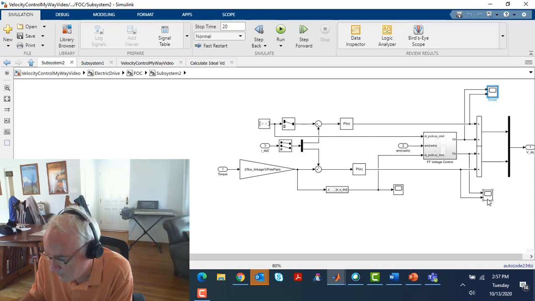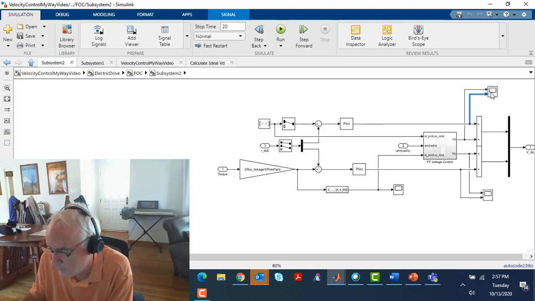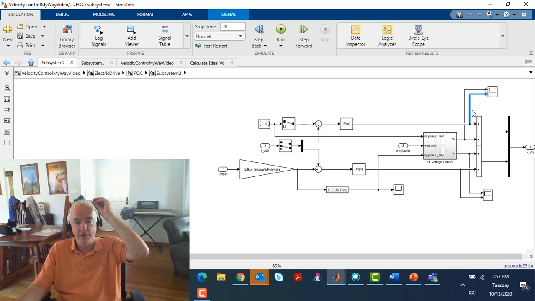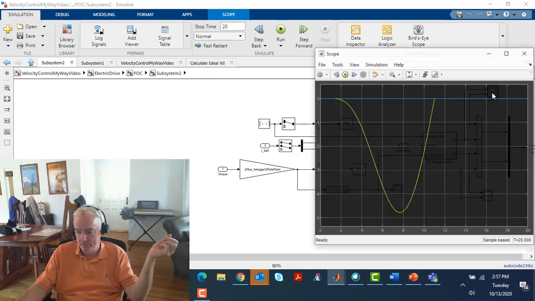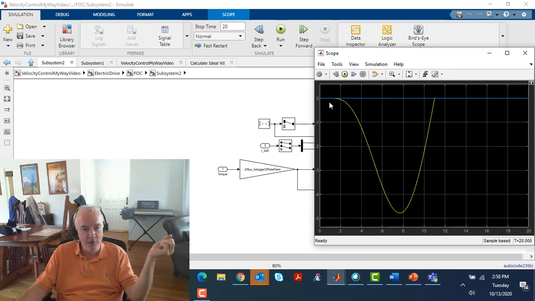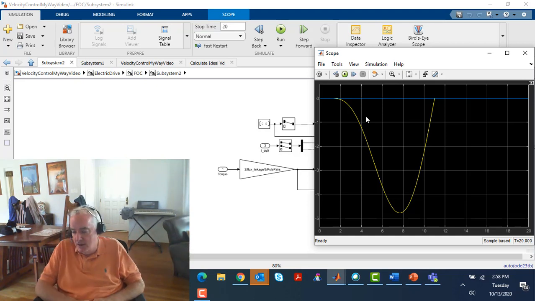We have a similar scope on the quadrature voltage, but basically the feed forward is the first component going into the scope, and the feedback from the PI controller is the second one. That means the feed forward is yellow and the feedback is blue. And isn't that remarkable? It's like the feed forward is almost doing everything.